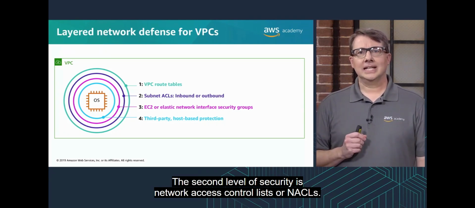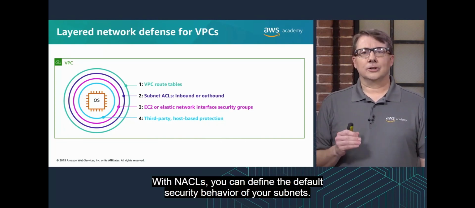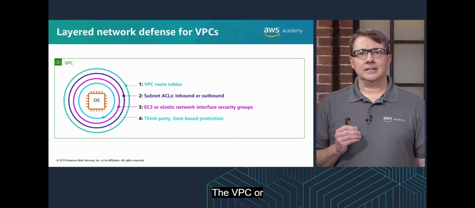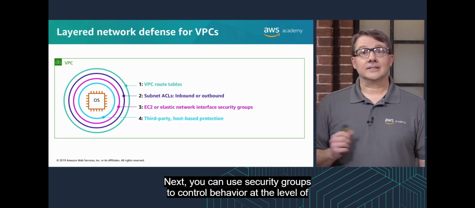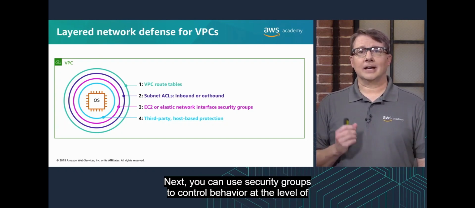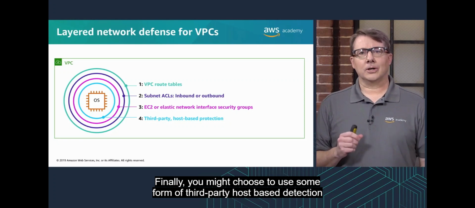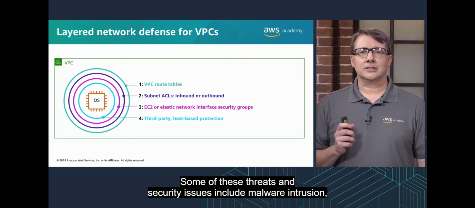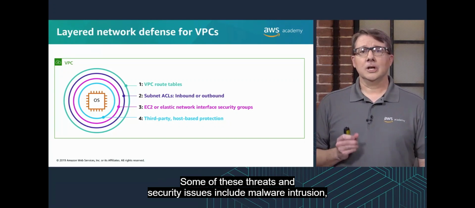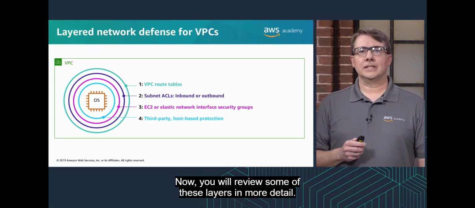The second level of security is Network Access Control Lists, or NACLs. With NACLs, you can define the default security behavior of your subnets. The VPC, or subnet layer security, is typically controlled by the network security team. Next, you can use security groups to control behavior at the level of the instance or network interface. Finally, you might choose to use some form of third-party host-based detection software that monitors individual EC2 instances for specific threats or issues. Some of these threats and security issues include malware intrusion, known operating system vulnerabilities, and security auditing. Now you will review some of these layers in more detail.